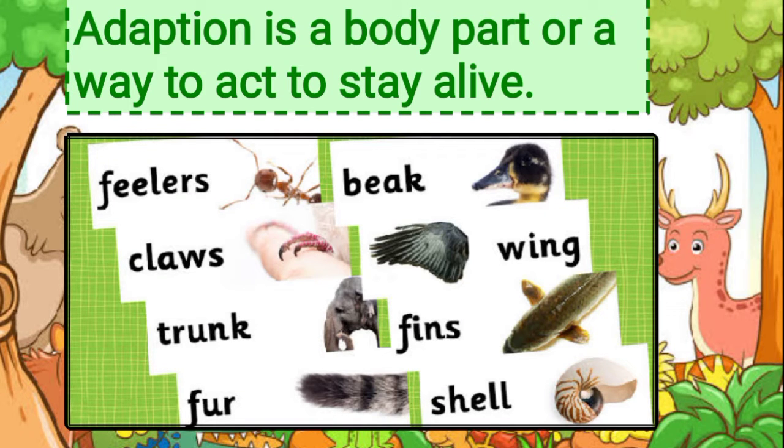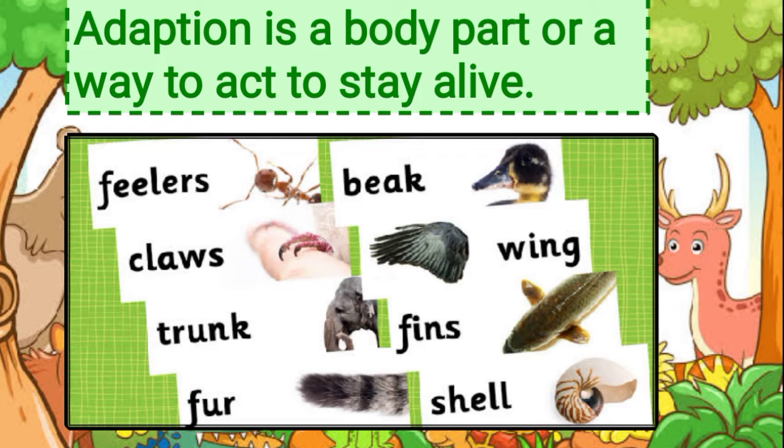So what is adaptation? An adaptation is a way an animal's body helps it to survive or live in its environment. Animals depend on their physical features to help them obtain food, keep safe, and build homes. And these physical features are called physical adaptation. Living things are adapted to the habitat they live in. This is because they have special features that help them to survive.